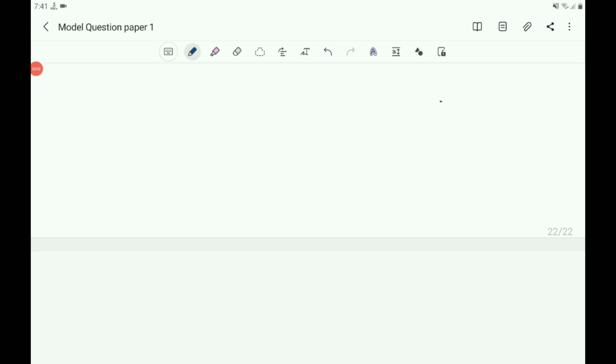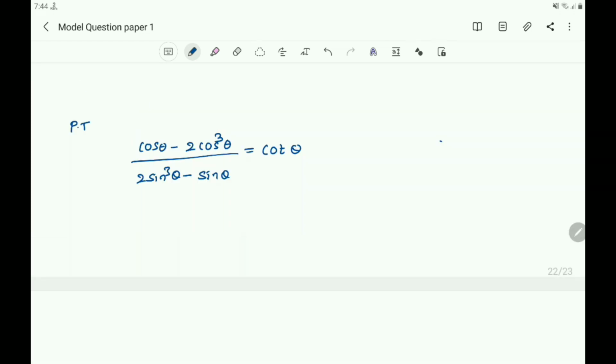Now the second one, prove that cos theta minus 2 cos cube theta by 2 sin cube theta minus sin theta equals cot theta. Here the second one, cos theta minus 2 cos cube theta by 2 sin cube theta minus sin theta equals cot theta, that you have to prove.